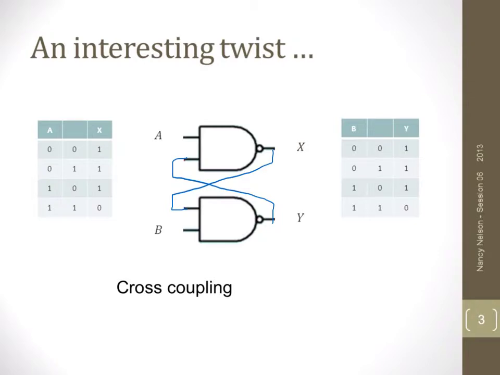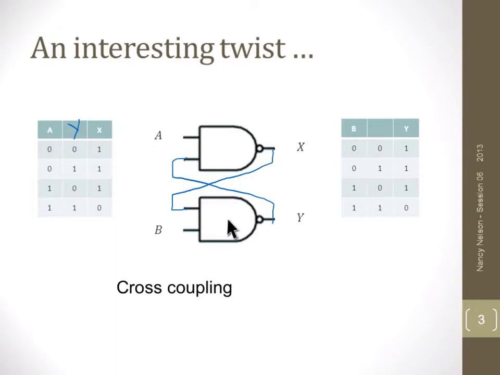Now, let's take a look at the top NAND gate. We can see that it has an input of A, which we've got right here, and the second input is coming from Y. So let's fill that in our truth table. And that means that X is going to be dependent on both A and Y. When A and Y are both high, our output will give us a 0. Any other time, our output X will be 1.